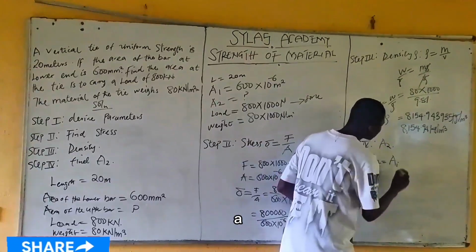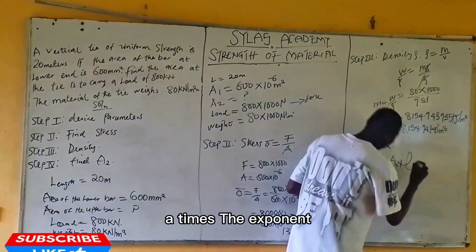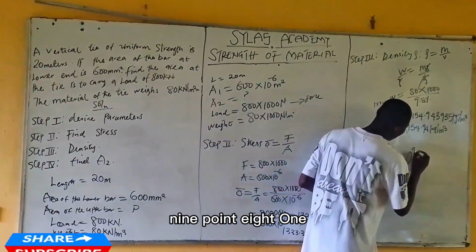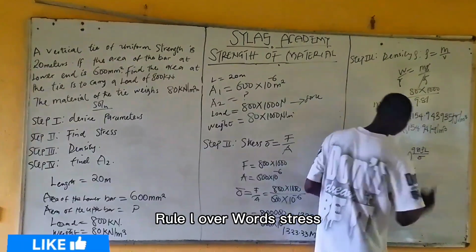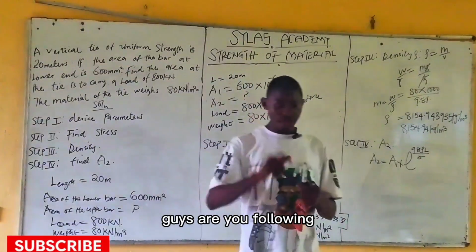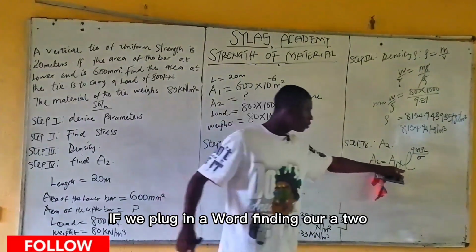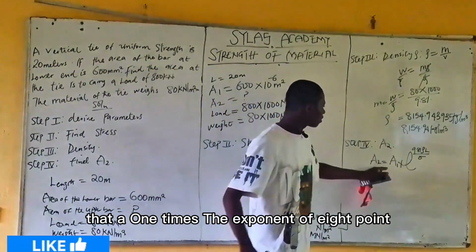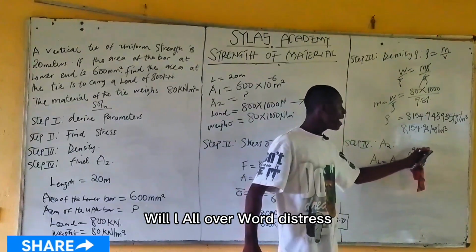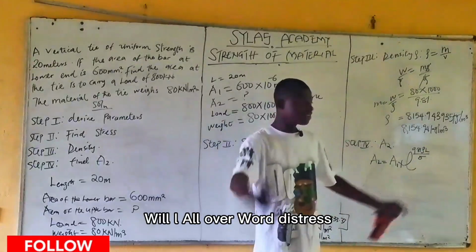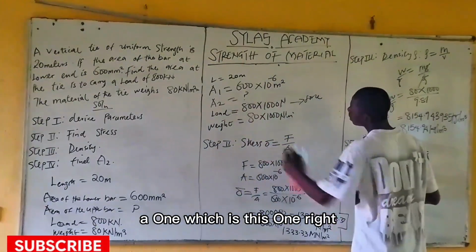A1 times the exponent of 9.81 rho L over stress. Guys, are you following? Okay, this is the formula for finding our A2. That's A1 times the exponent of 9.81 rho L all over the stress. Okay, now let's substitute A1, which is this one, right?